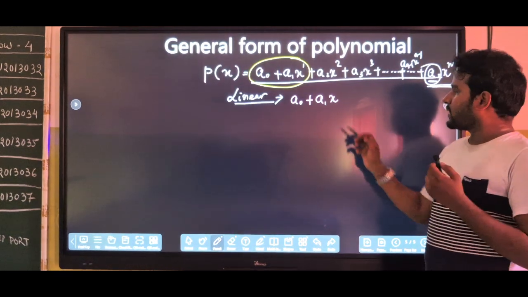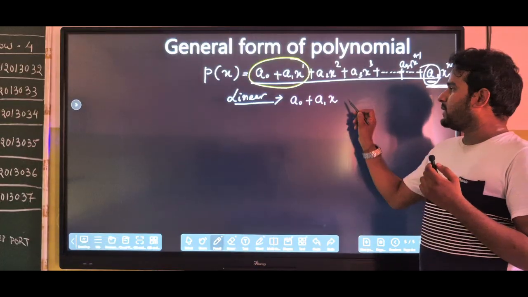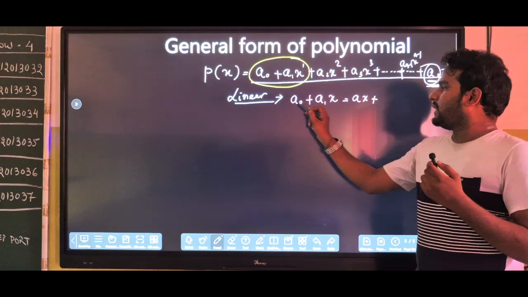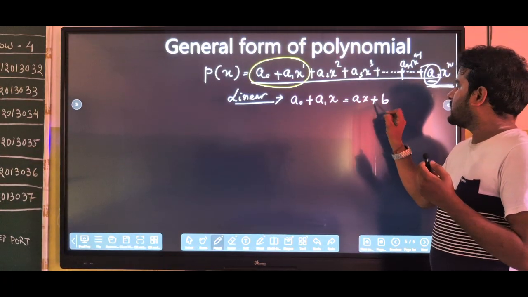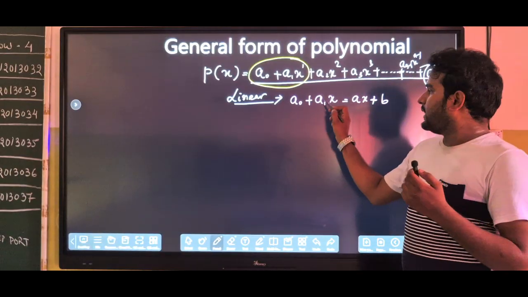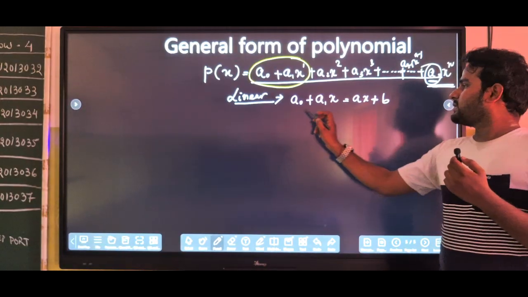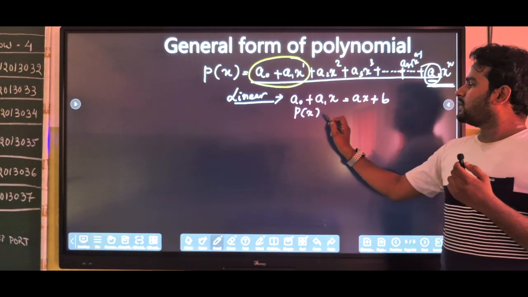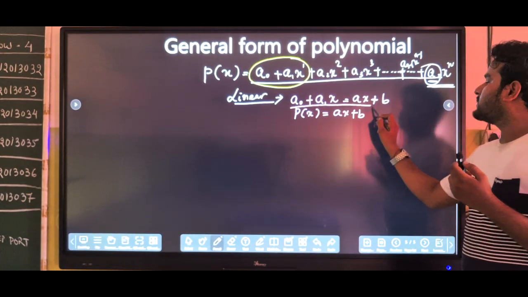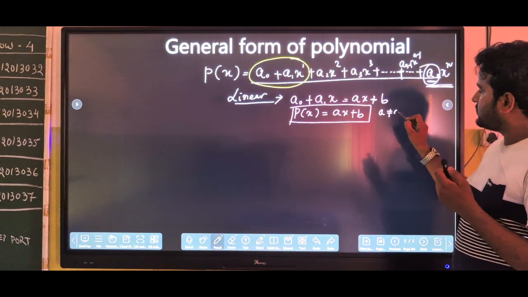A naught plus a1x. So let us simplify it and write. A0, A1 will be a little bit difficult to remember. I will just change A1 to A and A0 to B. I have just changed the symbols, nothing else. In the place of A and B, any real number can be used. Ax plus B. So this is the general form of a linear polynomial where A is not 0.